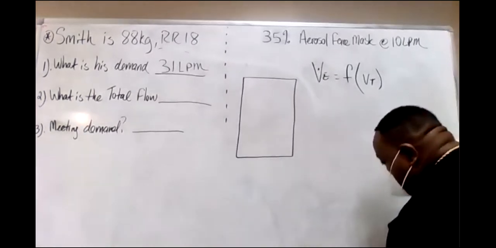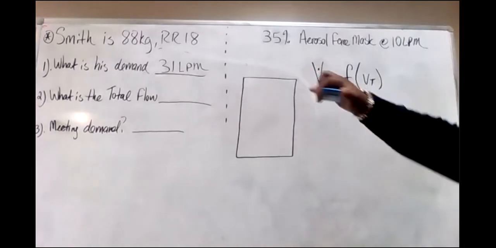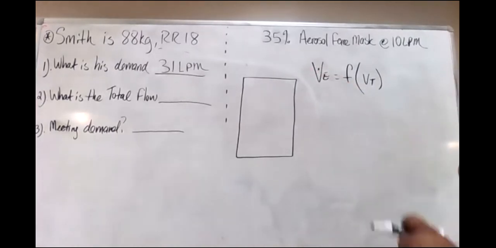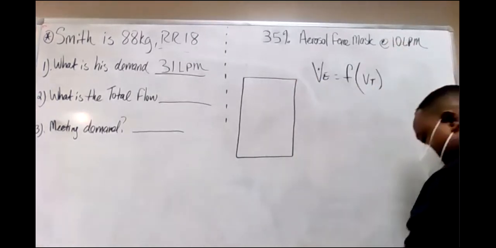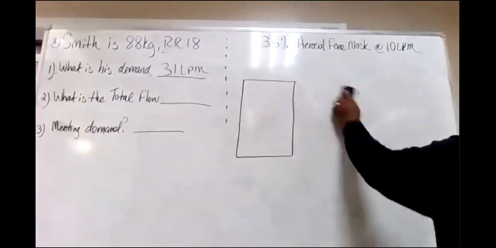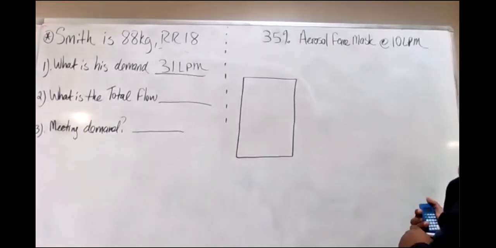All right. Now that we know his demand is 31 liters per minute, let's find out what the total flow of this device is. All right. What goes in the middle?